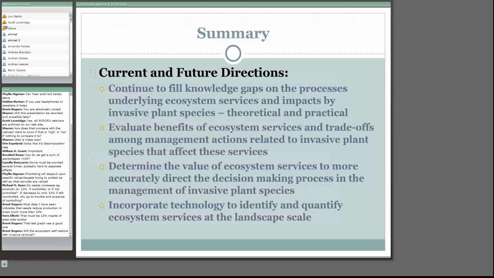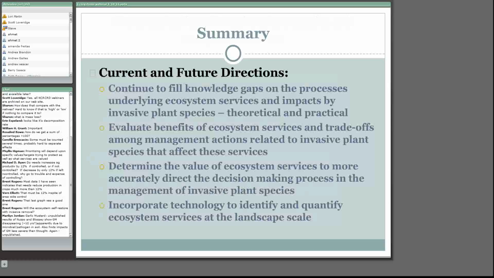Also evaluate the benefits of ecosystem services and the trade-offs among management actions related to invasive plant species and that affect these services. So what are the benefits and how do management decisions affect those? Similarly, determine the value of ecosystem services to more accurately direct the decision-making process. If we know the value of a service, how much will that impact our decision-making in managing invasive plant species? And finally, incorporate technology to identify and quantify ecosystem services at the landscape scale.